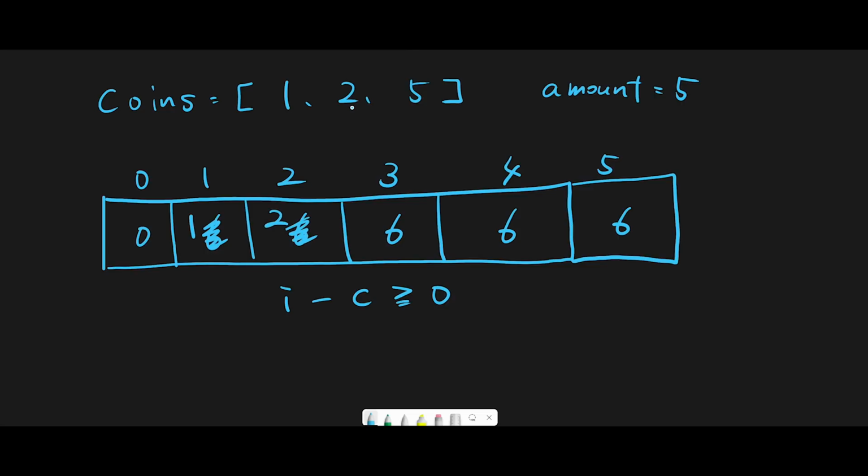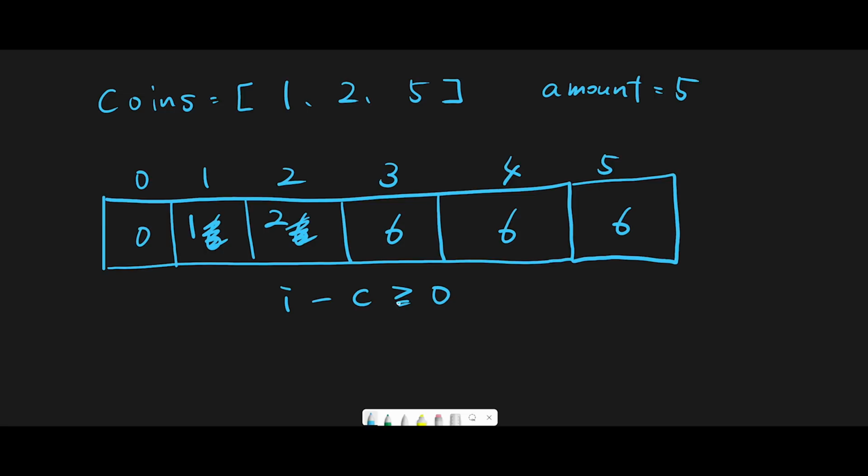And then move next. So we have coin 2. And the current amount is 2. So check this condition. Current amount 2 minus current value of coin 2, so that is 0, right?